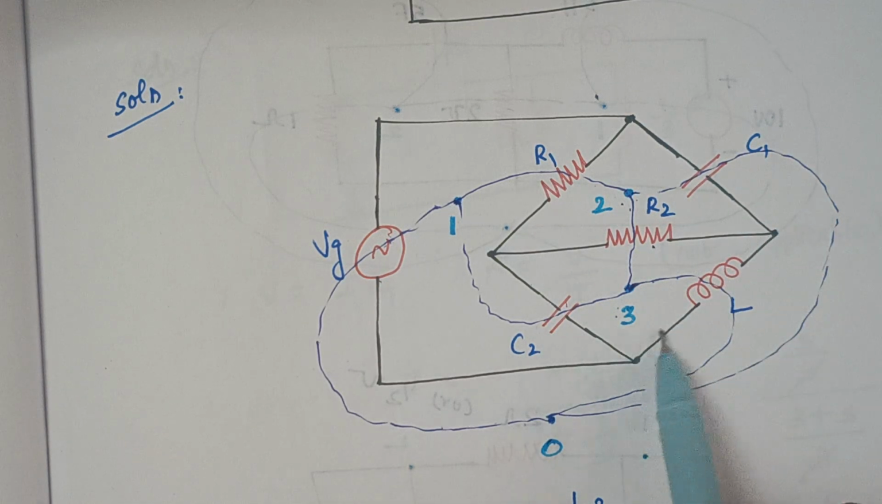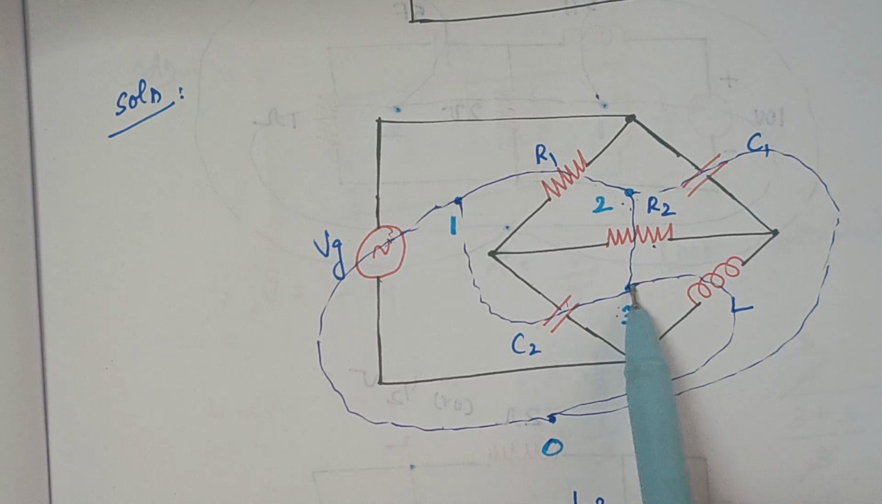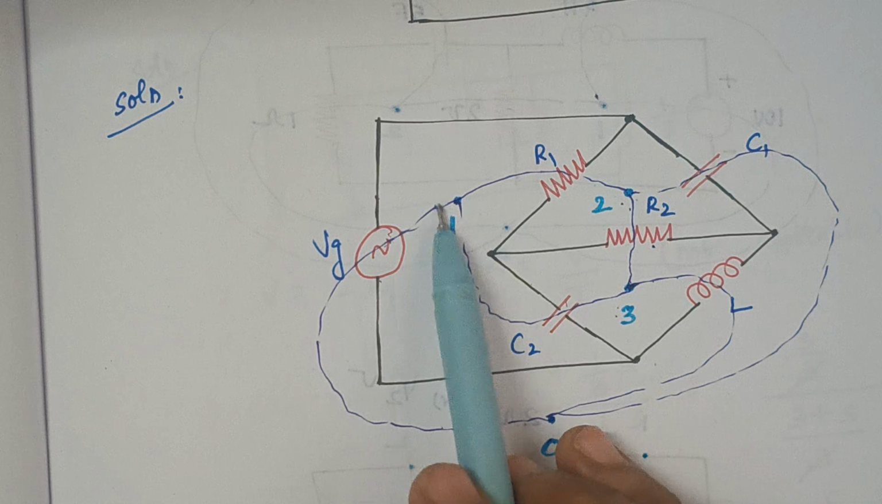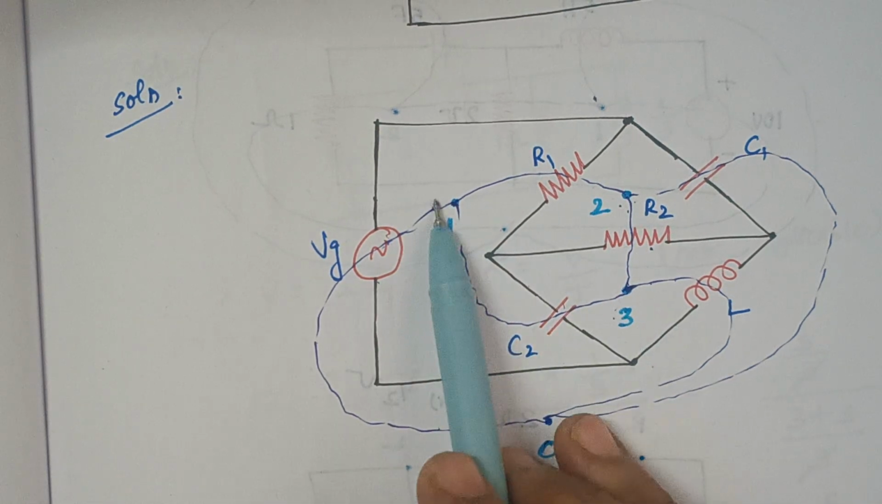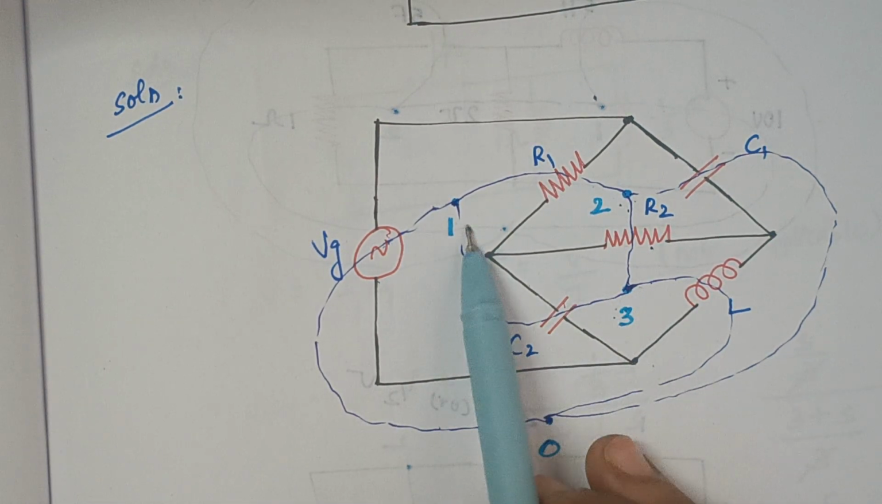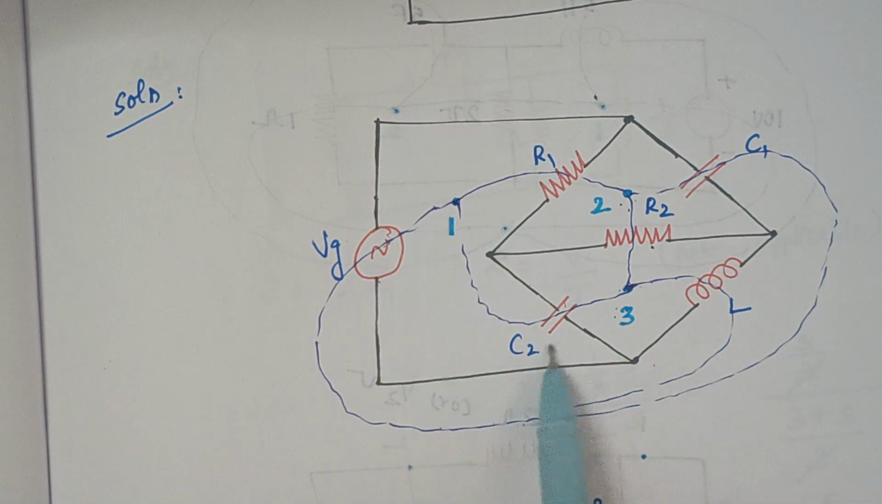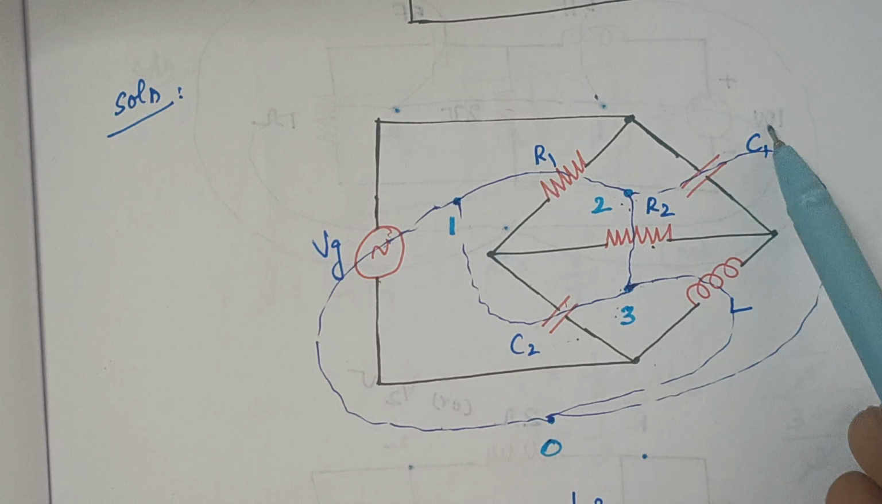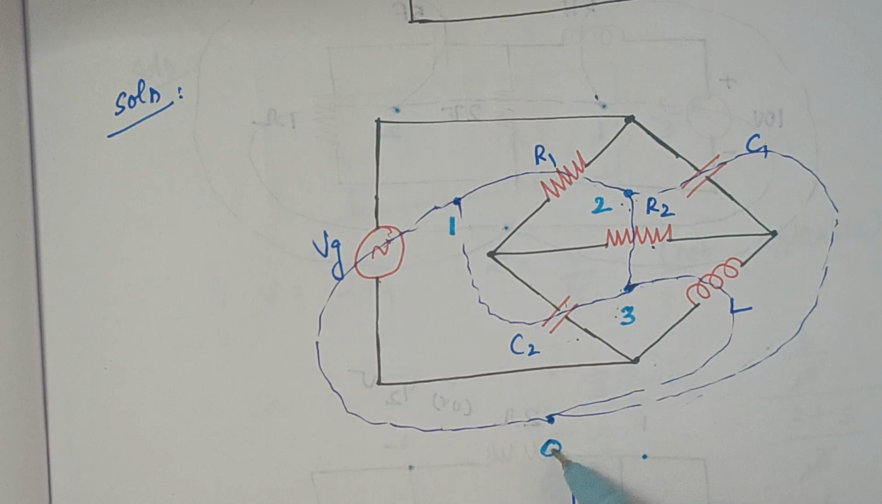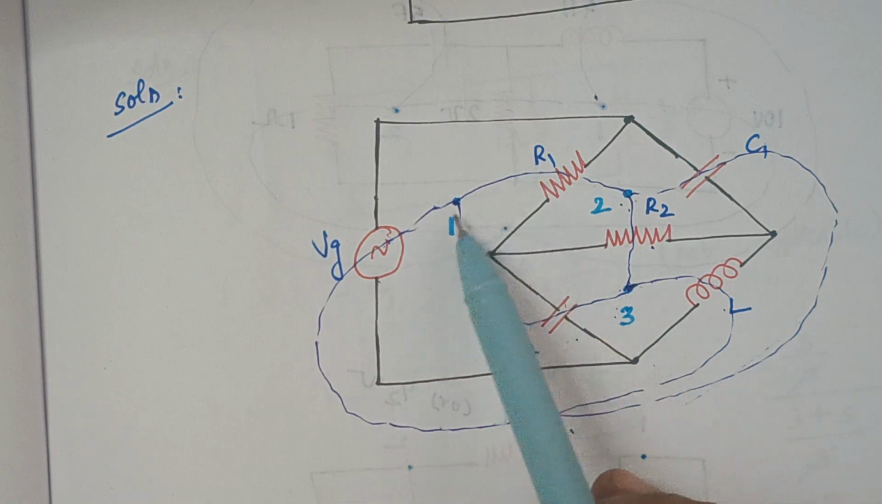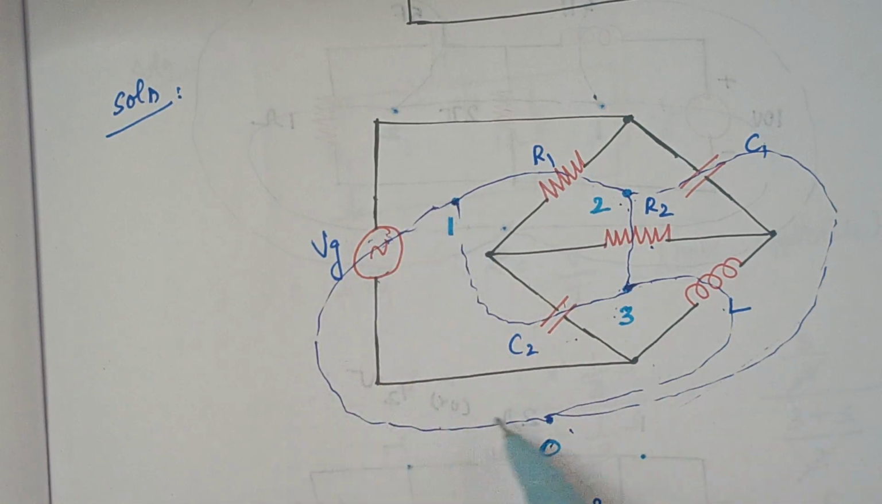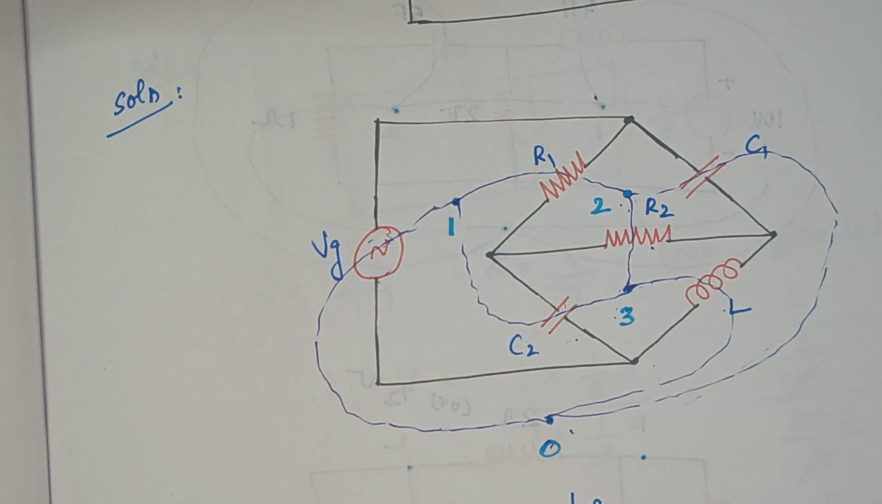Here we are having a node 3. So node 3 and node 1 are connected by a capacitor because there is no other way to move. So we have to connect this node 3 and node 1 by a capacitor. And finally, this C1 is connected to this reference node and this L is connected to this reference node. And finally this voltage source is connected to the reference node. Now we are going to draw the dual network.